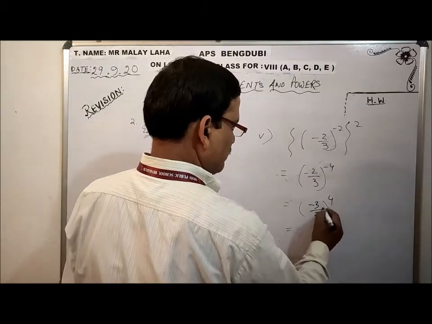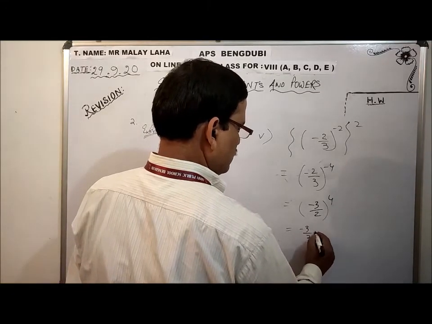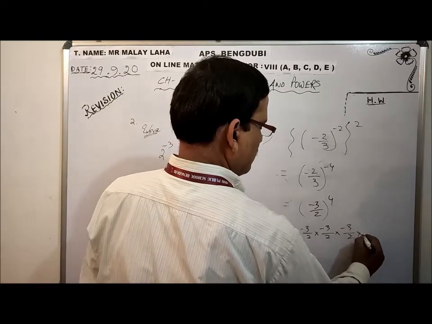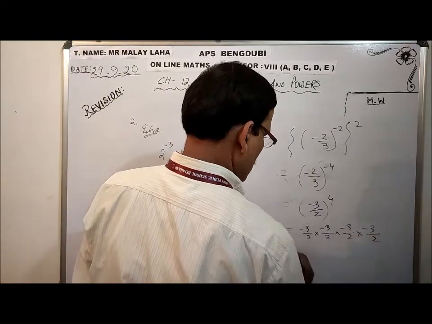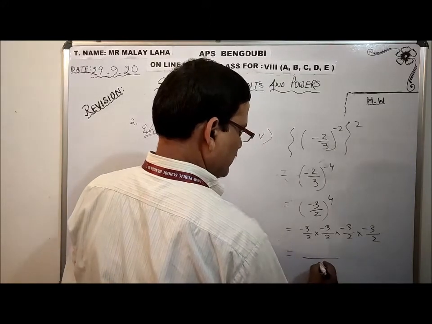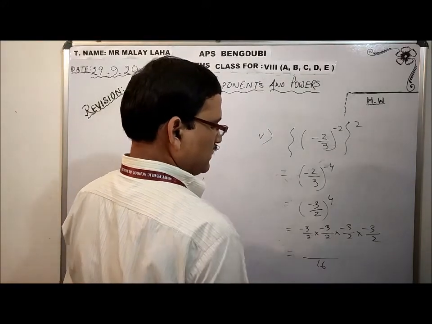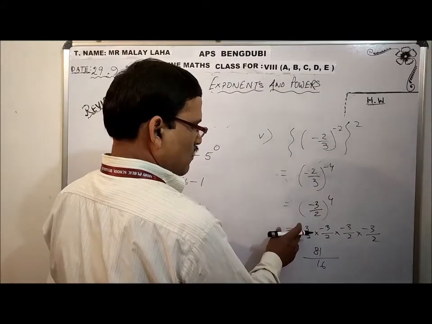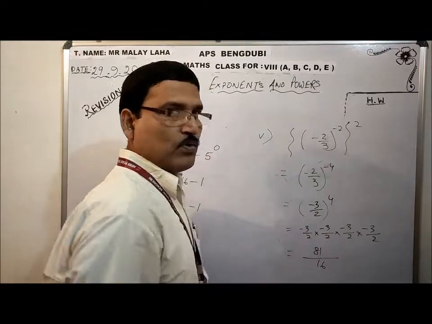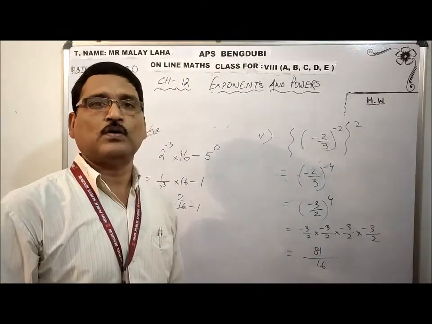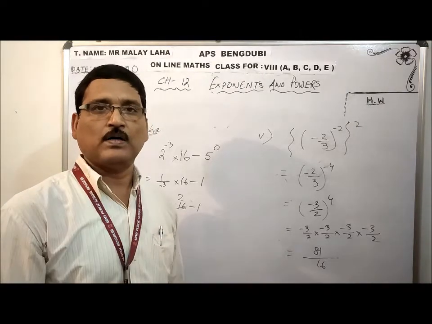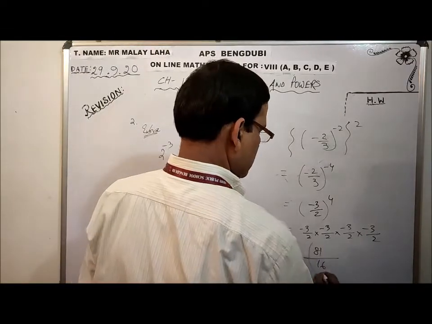So now we multiply 4 times: minus 3 by 2, minus 3 by 2, minus 3 by 2, minus 3 by 2. What is the result? If I multiply 2 four times, it will be 16, and 3 four times it will be 81. Now how many negative numbers are there? 1, 2, 3, 4. 4 is even. So the product of an even number of negative numbers is positive, and for an odd number it will be negative. So the answer is this.